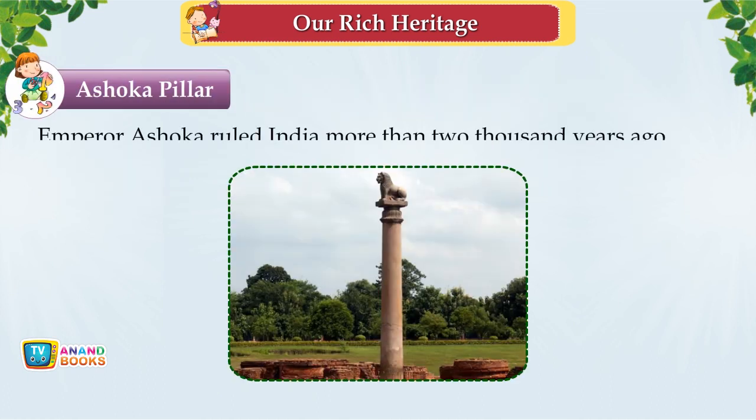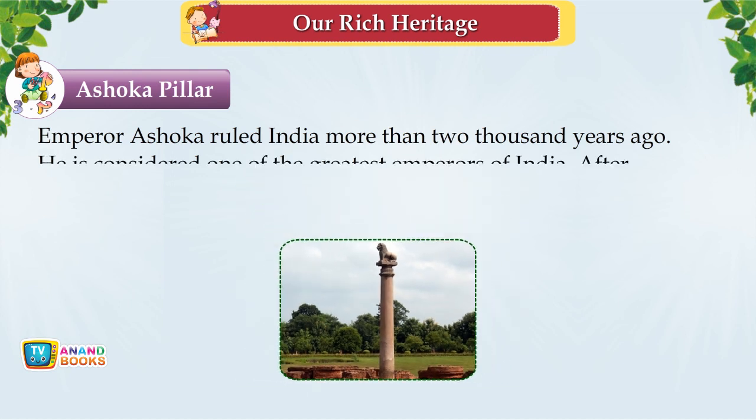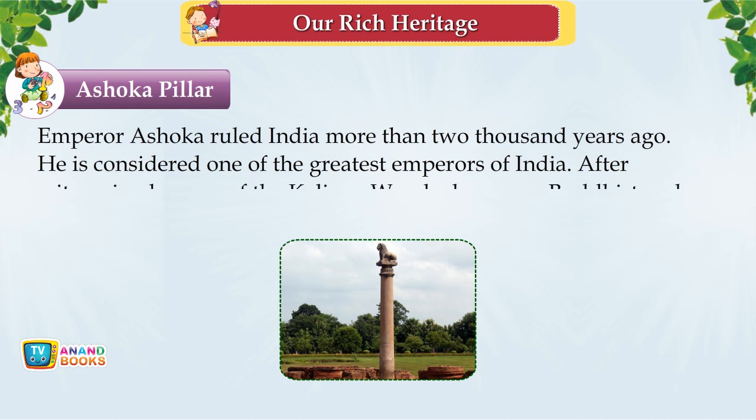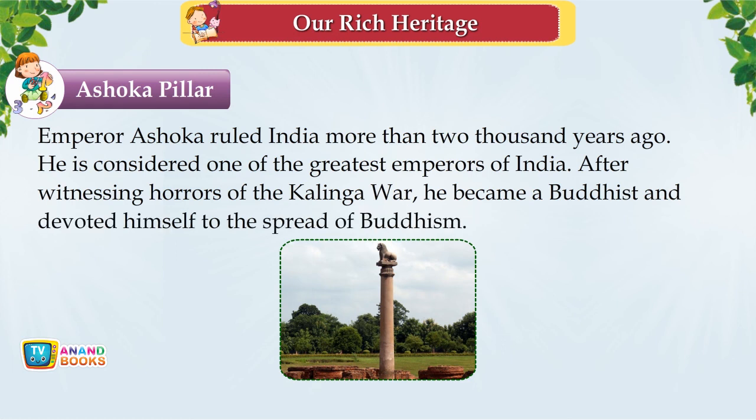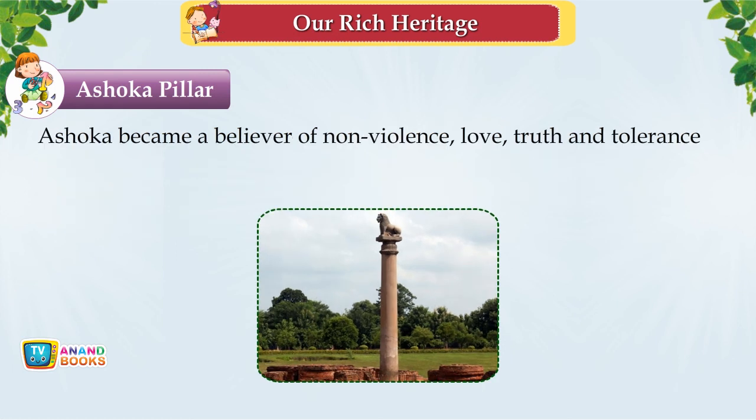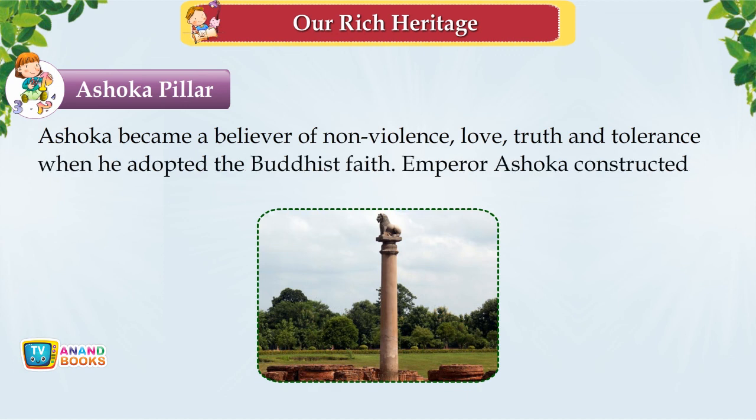Ashoka Pillar. Emperor Ashoka ruled India more than 2,000 years ago. He is considered one of the greatest emperors of India. After witnessing horrors of the Kalinga War, he became a Buddhist and devoted himself to the spread of Buddhism. Ashoka became a believer of non-violence, love, truth, and tolerance when he adopted the Buddhist faith.